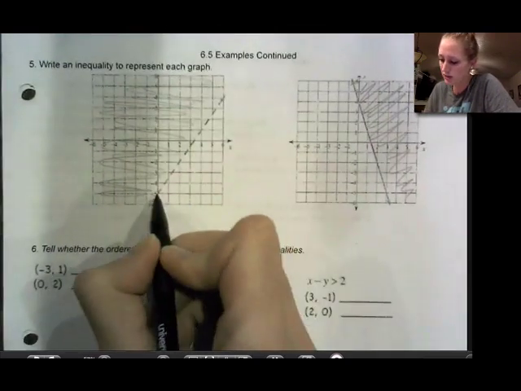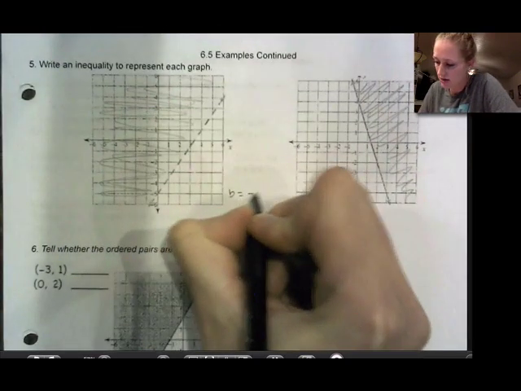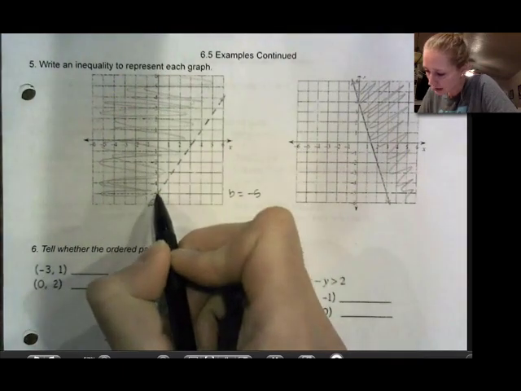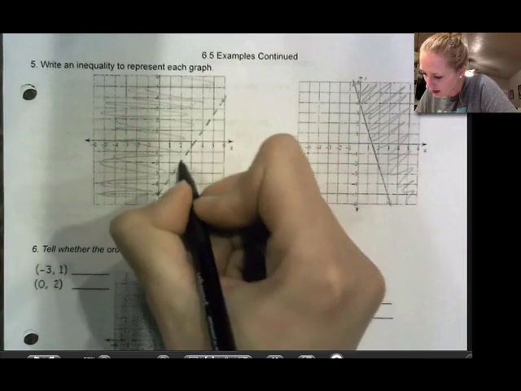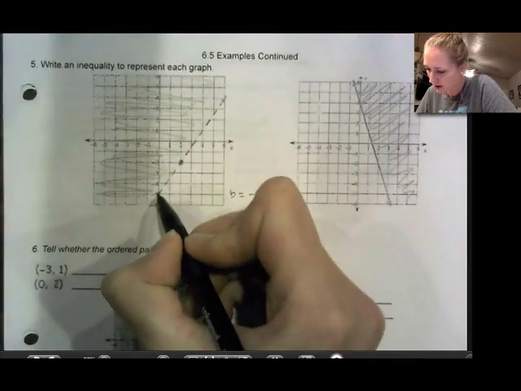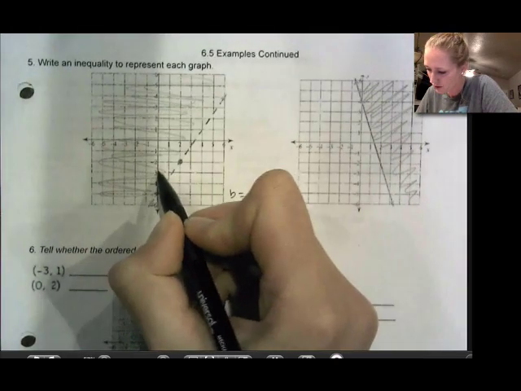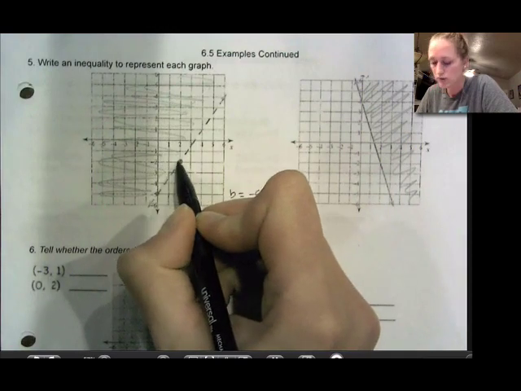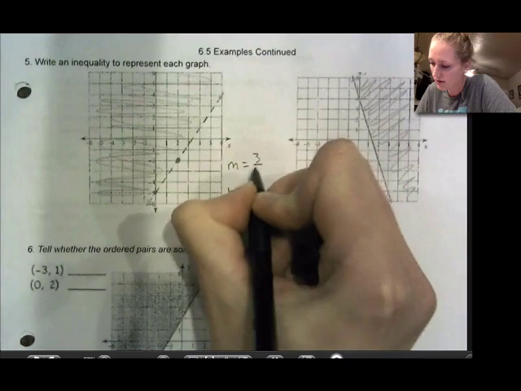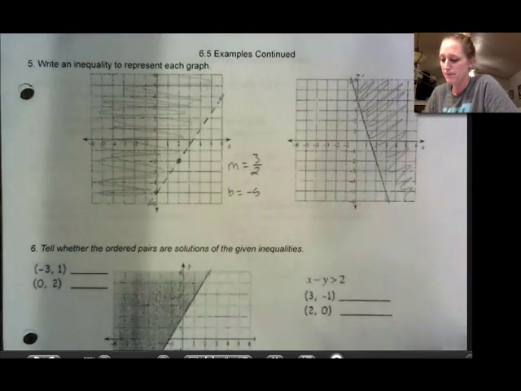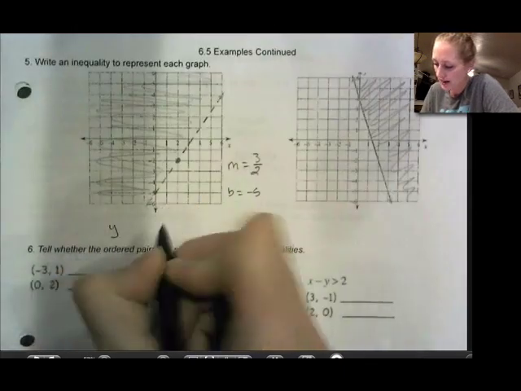Okay, so y-intercept here is -5. My slope, so I'm going to find 2 nice points. So the y-intercept's a really nice point, and then maybe this one's another nice point. So I go a rise of 1, 2, 3, and a run of 2, and it's positive, so it's a positive 3 halves for the slope. Okay, so I have 3 halves.